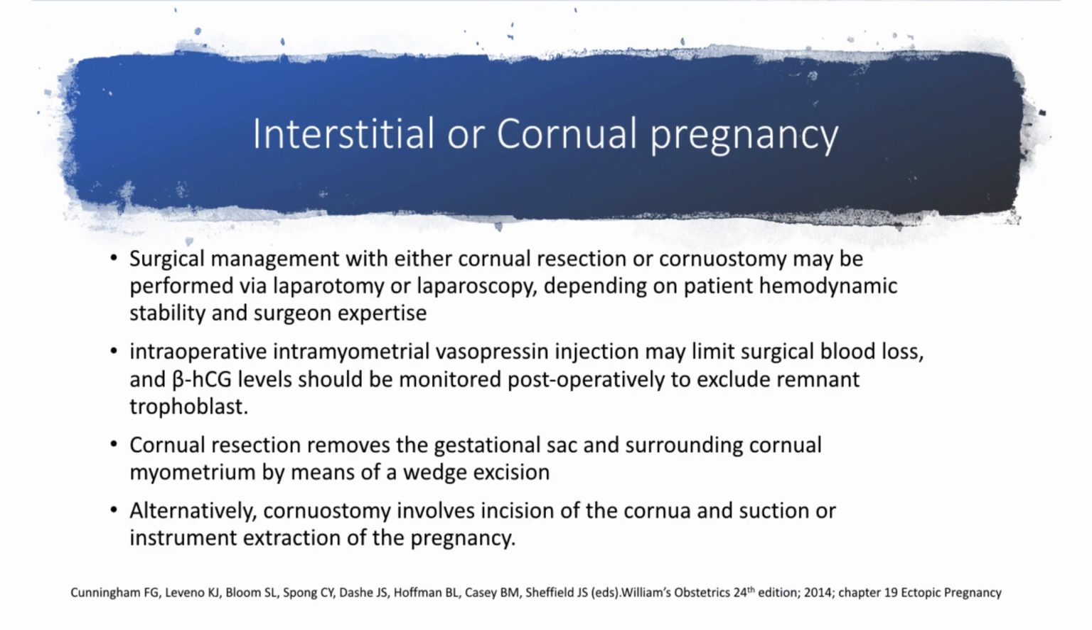Surgical management with either cornual resection or cornuostomy may be performed via laparotomy or laparoscopy, depending on patient hemodynamic stability and surgeon expertise. Intraoperative intramyometrial vasopressin injection may limit surgical blood loss, and beta-HCG levels should be monitored postoperatively to exclude remnant trophoblast. Cornual resection removes the gestational sac and surrounding cornual myometrium by means of a wedge resection. Alternatively, cornuostomy involves incision of the cornua and suction or instrument extraction of the pregnancy.